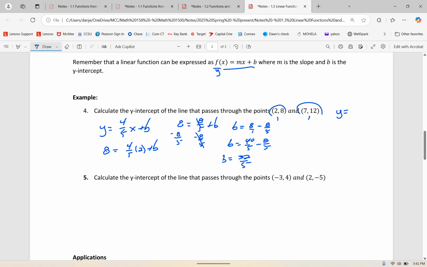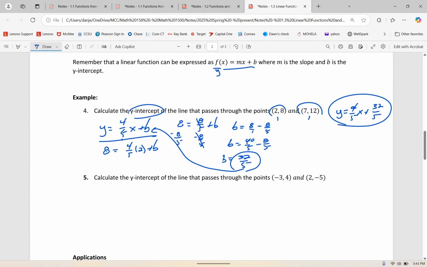So my line is y equals 4/5, because that was my slope, right? Going all the way back to here, I can put b in there for b. So y is 4/5 x plus 32/5. That's the equation of my line. The y-intercept, however, would be 0, 32/5.